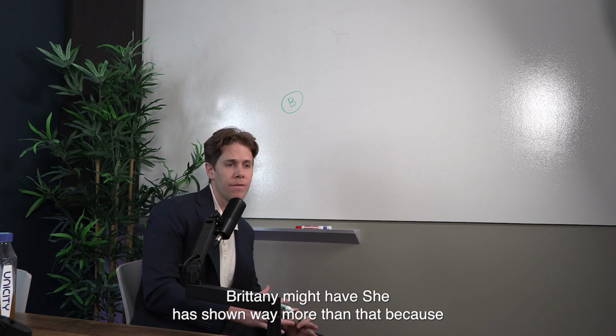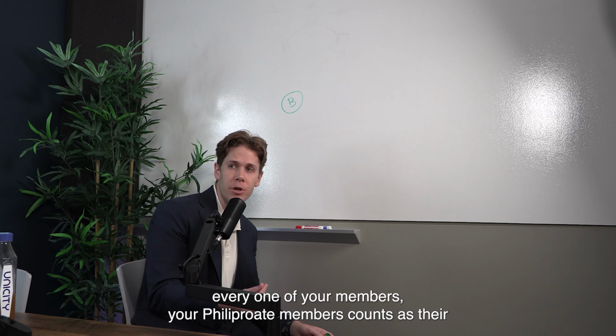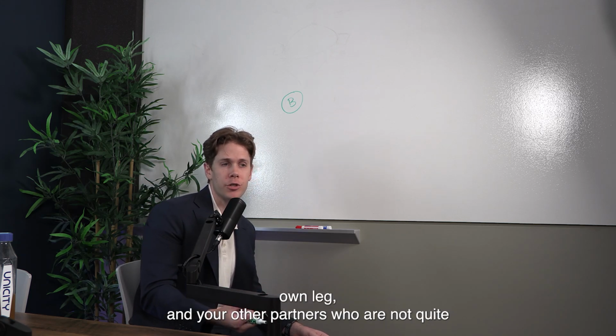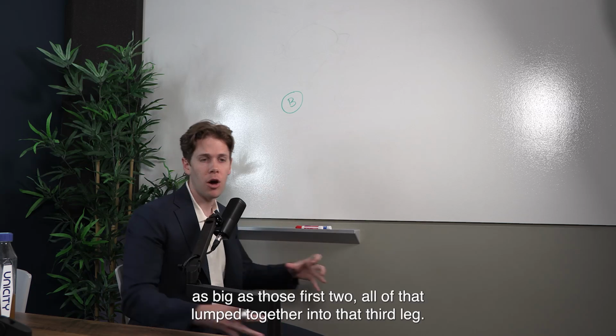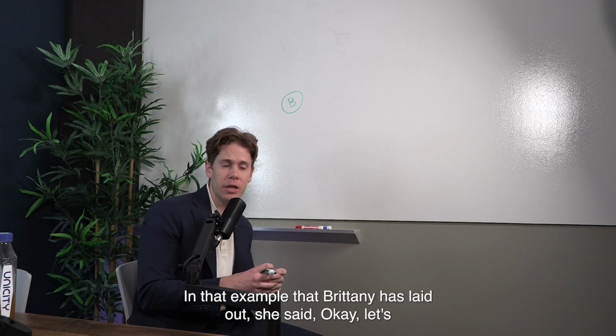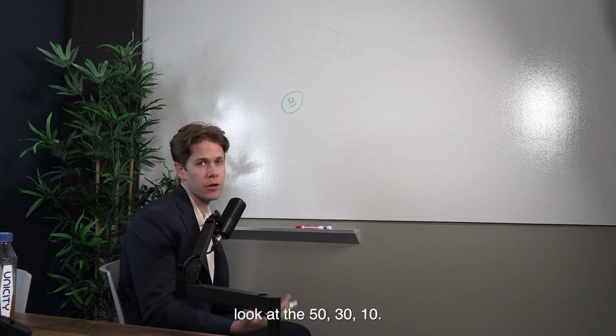Brittany might have 50 legs. She actually has way more than that, because every one of your members, your Feel Great members, counts as their own leg. And your other partners who are not quite as big as those first 2, all of that lumps together into that 3rd leg. And so in that example that Brittany has laid out, she said, okay, let's look at the 50, 30, 10.